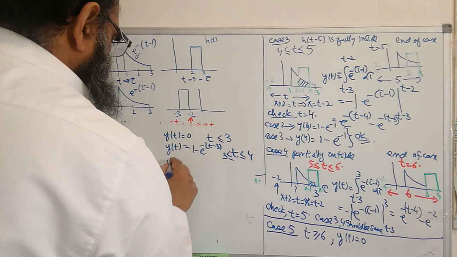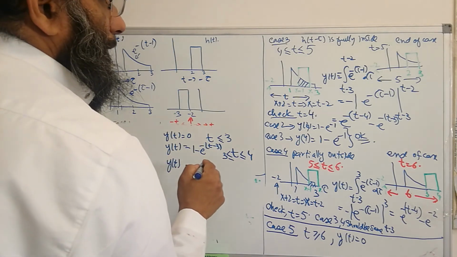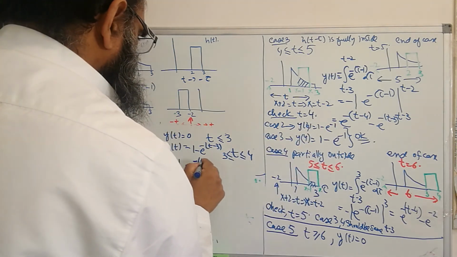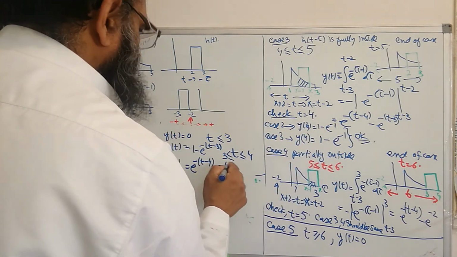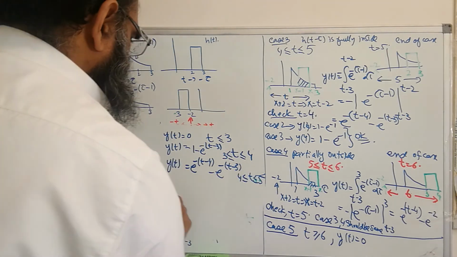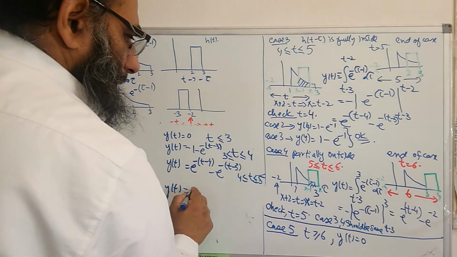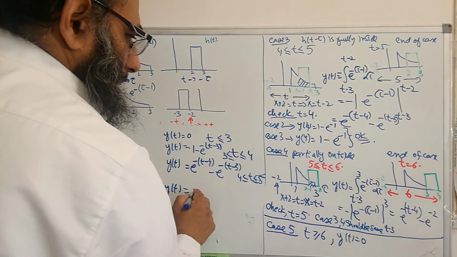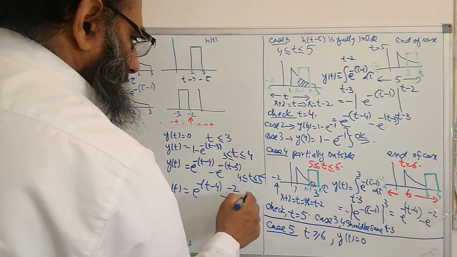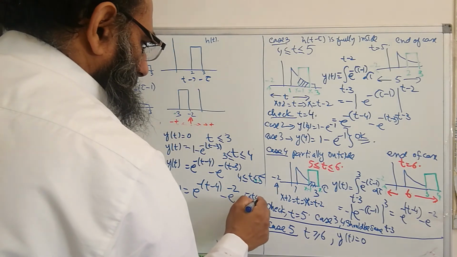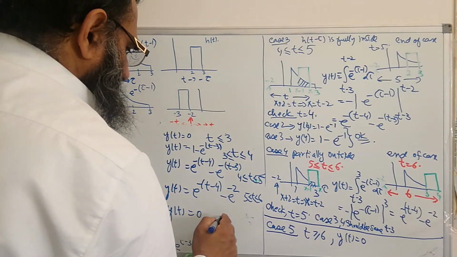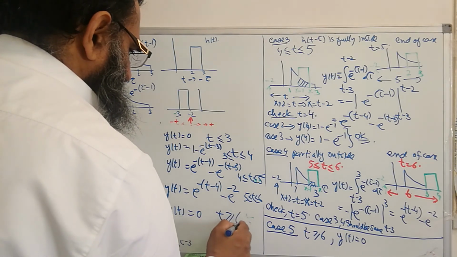and y of t equal to e raised to the power minus (t minus 4) minus e raised to the power minus (t minus 3) between 4 and 5, and y of t equal to e raised to the power minus (t minus 4) minus e raised to the power minus 2 for t between 5 and 6, and y of t equal to 0 for t greater than 6.